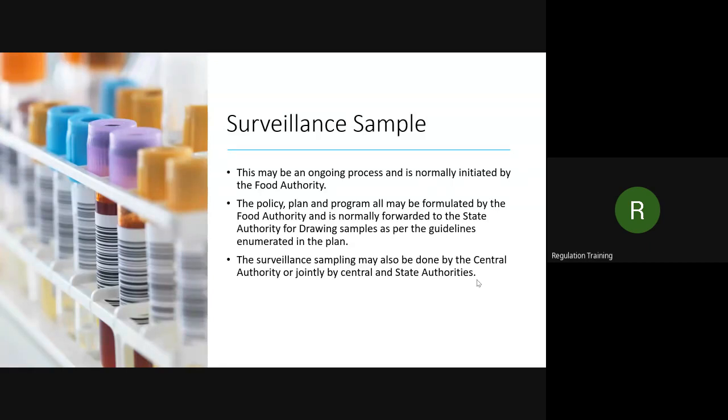So apart from that, as soon as they get a message from the top, they will go for the surveillance. So the surveillance decision cannot be taken by the FSO. It is always driven from the top. The food commissioner or CEO will inform them, let's do this drive, then surveillance sampling can be done. The surveillance sampling may also be done by the central authority or jointly. So central or state, both can do it. There is no problem with that.